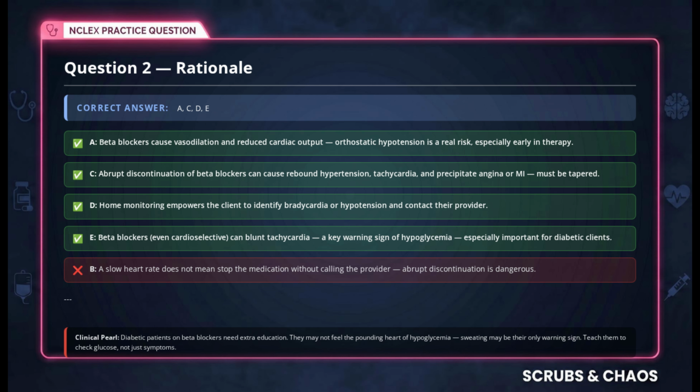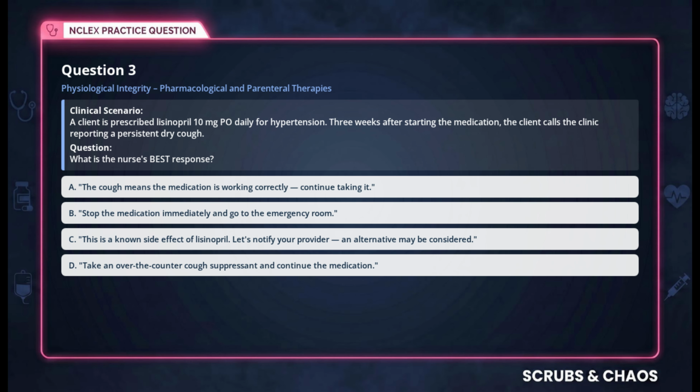The answers are A, C, D, and E, not B. Never tell your patient to just stop a beta blocker. Abrupt discontinuation can trigger rebound hypertension, angina, even an MI. They call their provider. They do not make that call themselves. Everything else? Teach it. The hypoglycemia? Especially critical in diabetic patients. Lock that in. Classic. This one shows up on the NCLEX more than your professor's favorite PowerPoint slide.